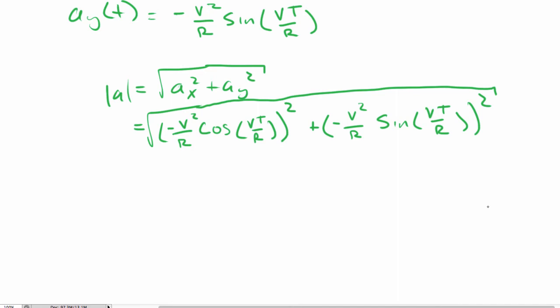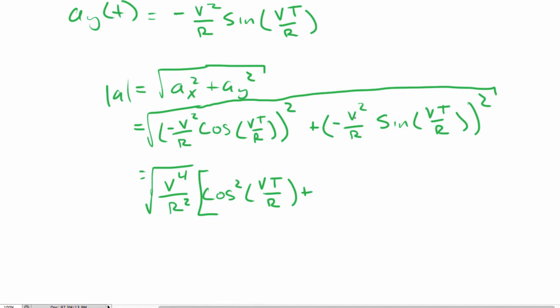We could do a little bit of simplifying here. We've got this v squared over r term that's going to be squared, so we can pull that out of the parenthesis, the inner parenthesis, I guess. And the negative sign, once we square that, goes away. So we get v to the fourth over r squared, times cosine squared of vt over r. And the same term is over here, so I'll just pull that out in front and factor it, and I get a sine squared of vt over r.